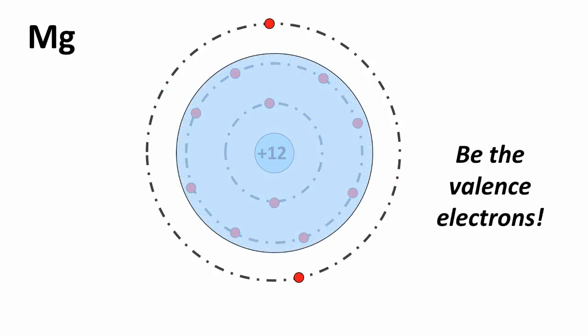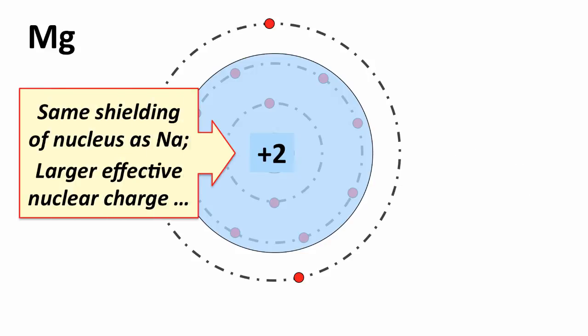Okay, what about the element magnesium? Notice with magnesium, we now have 12 protons in the nucleus and 2 valence electrons, but we still have 2 shells of core electrons that are shielding, the same number of core electrons as with sodium. 10 electrons in the first and second shells, 12 protons in the nucleus. Very roughly speaking, that's like a +2 effective nuclear charge. And what we'd say is we have the same shielding of the nucleus as in sodium, but we have a larger number of protons in the nucleus, so it's a larger effective nuclear charge.